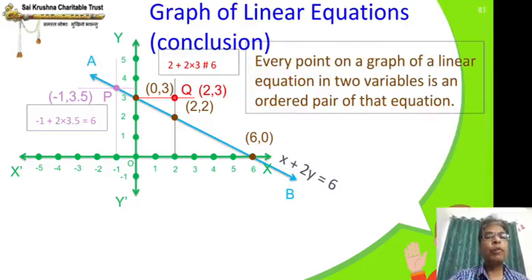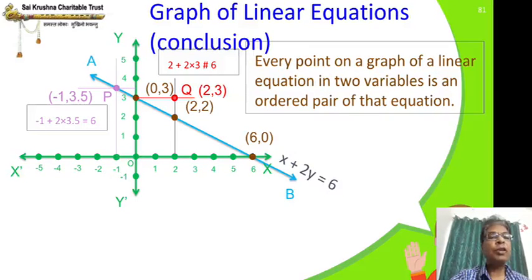Now see the brown points, all the 3 points like this. Every point on the graph of a linear equation in 2 variables is an ordered pair of that equation, correct? So (0, 3), (2, 2), (6, 0) are all ordered pairs of x plus 2y equals 6. Every point like this, there can be hundreds and thousands of points.